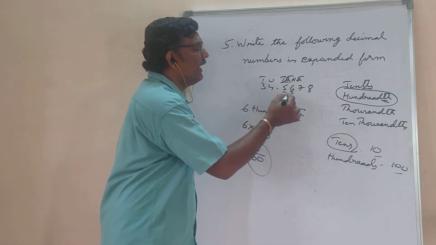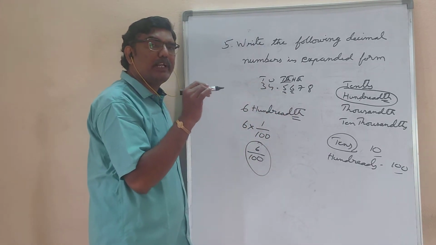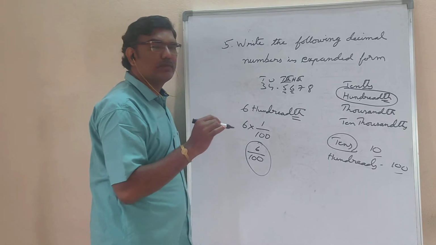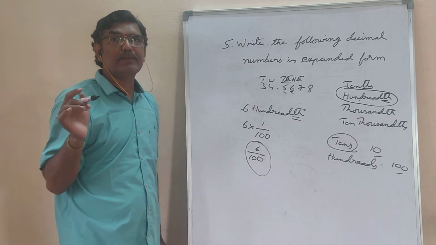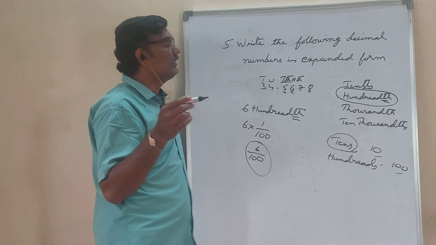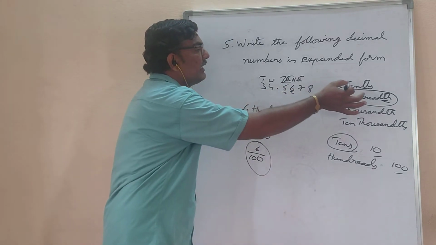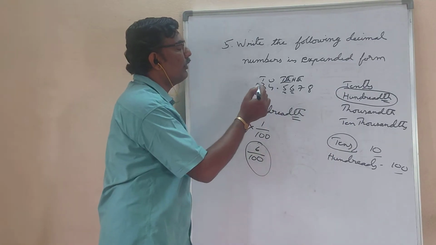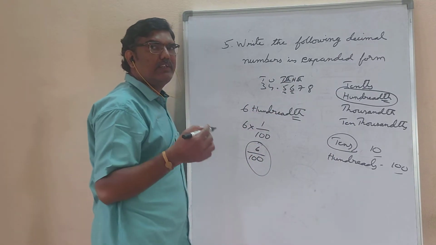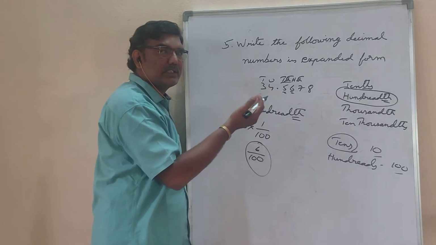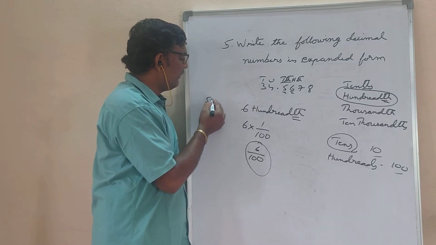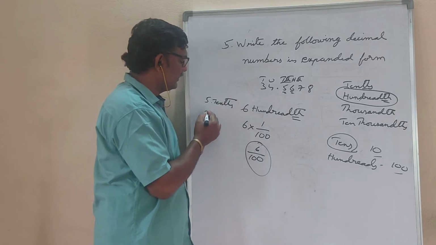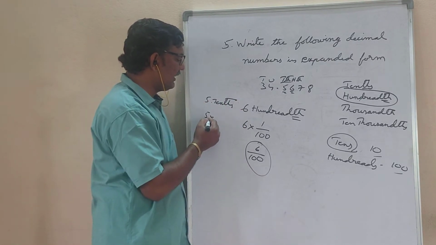Now I will go for 5. What is the place value of 5? First we should decide whether 5 is present in the 10th, 100th, 1000th or 10,000th place. For the decimal point, you have to look at the right side. 5 is present in the 10th place.